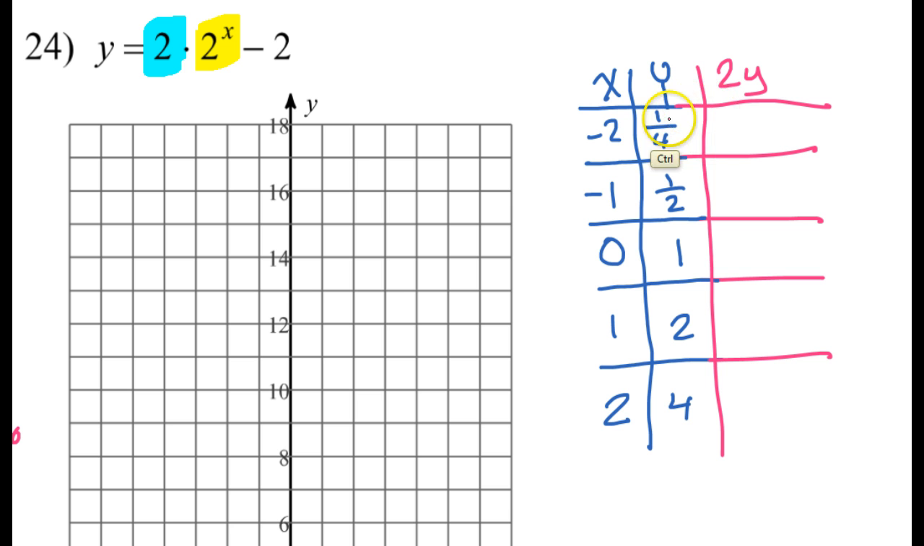So that's going to make this 2/4, which is 1/2. Okay, half of 2 is 1, and then 2 and 4 and 8. So that's my new y column. So I'm going to throw out the old y column, and I'm going to deal with this.